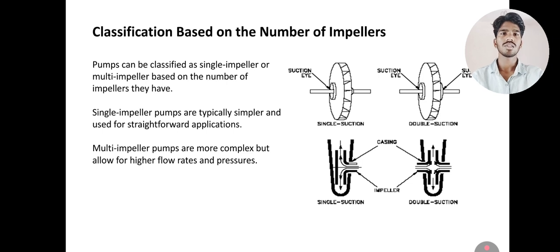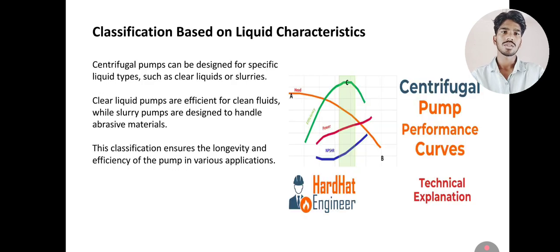And the classification based on the number of impellers. Pumps can be classified into single-stage or multi-stage based on the number of impellers they have. Single impeller pumps are typically simple and used for straightforward applications, and the multi-stage pumps are more complex but allow higher flow rates and pressures.